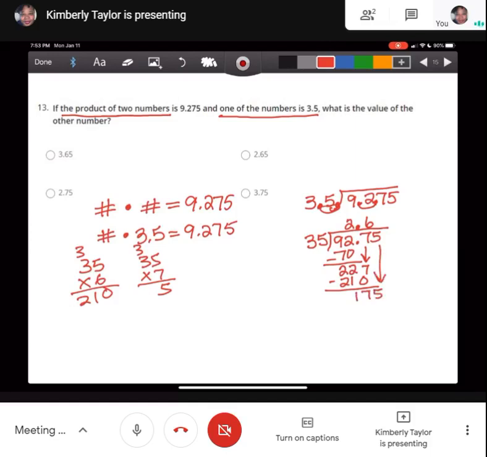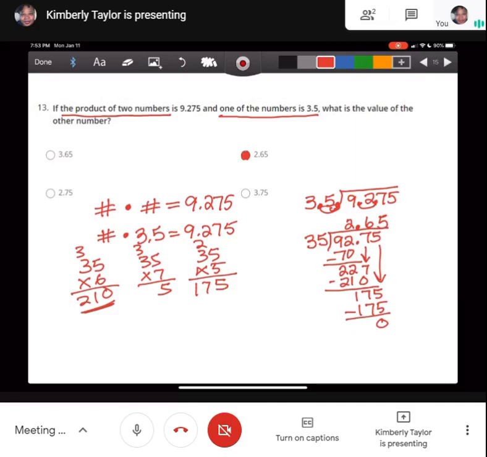Bring down the 5. So 35 into 175. So we were pretty close to 175 here. So let's go down 1. 35 times 5. Oh, we got it. On the money, honey. So this is going to be 5. And 35 times 5 is 175. And the remainder is 0. That's the kind of problem we like. We like the remainders of zeros, honey. We feel like we really got it right. So 2.65 is our answer for this question.